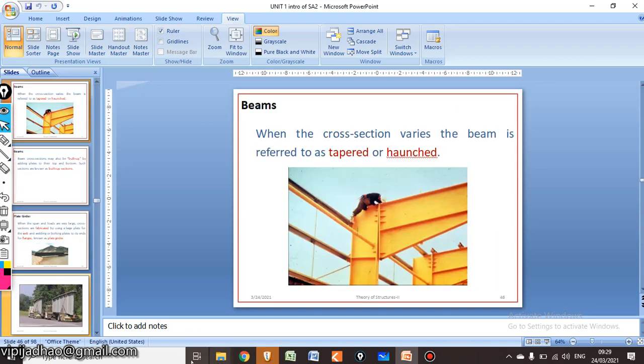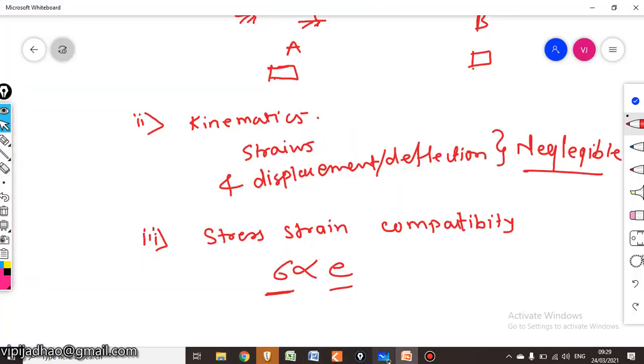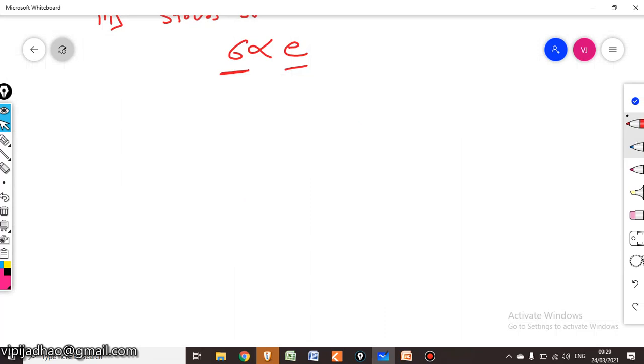Okay. So next point is idealization and assumptions.